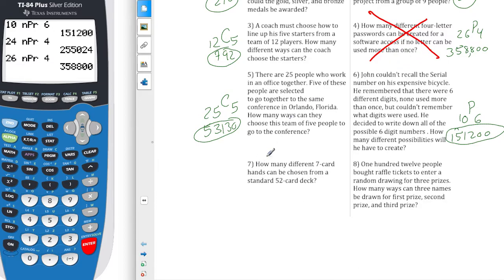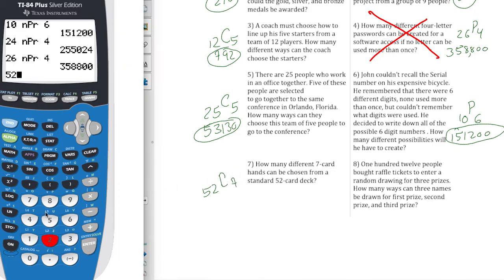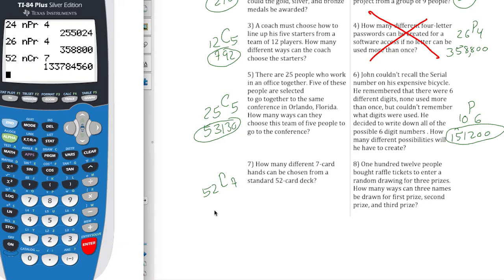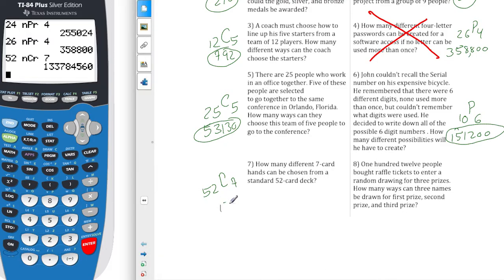For number 7, though, we have how many different 7-card hands can be chosen from a standard 52 deck? Order does not matter, so it's a combination problem. So out of 52, we're choosing 7. So 52 choose 7. Oh boy. So that's 1, 3, 3, 7, 8, 4, 5, 6, 0. The house always wins. Throw some commas in there. 133 million.